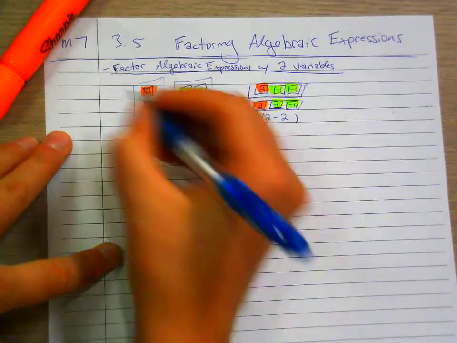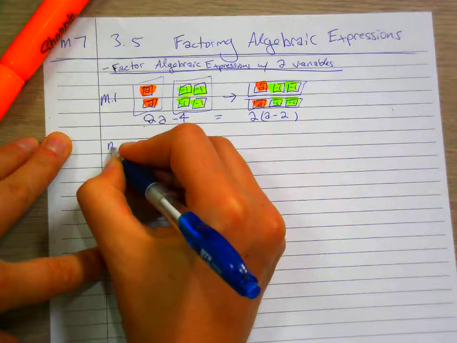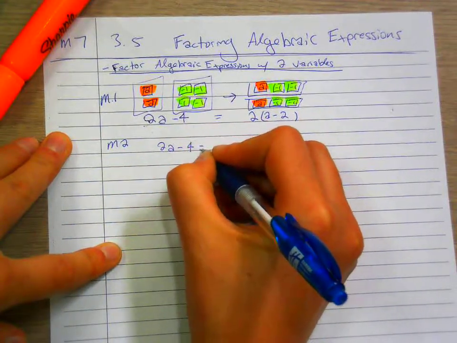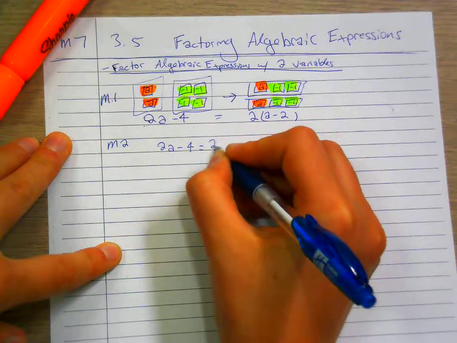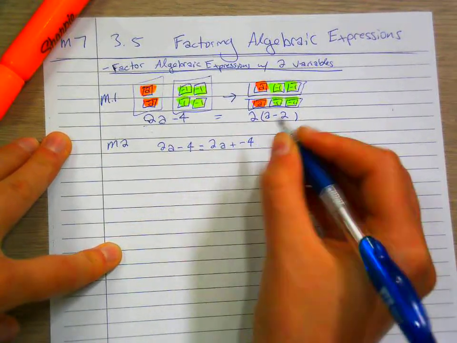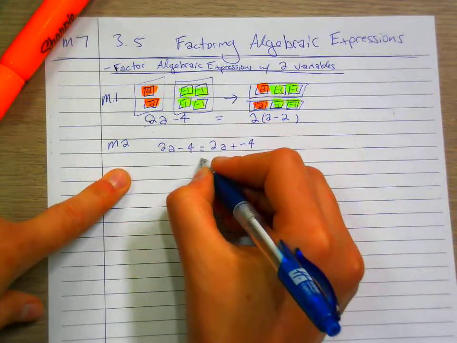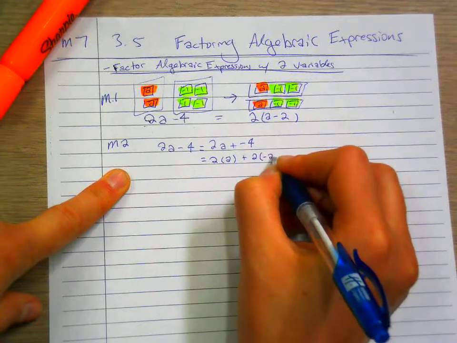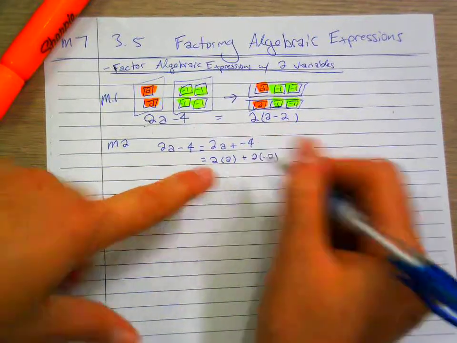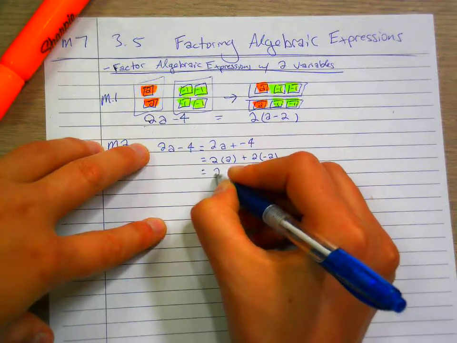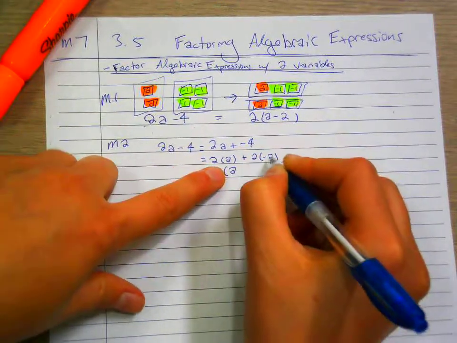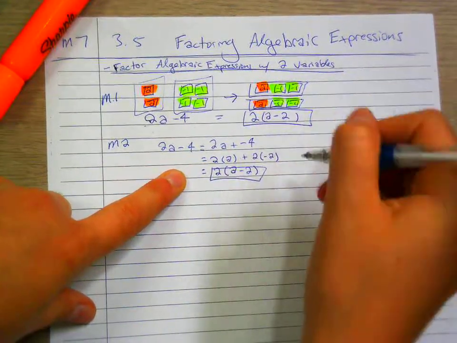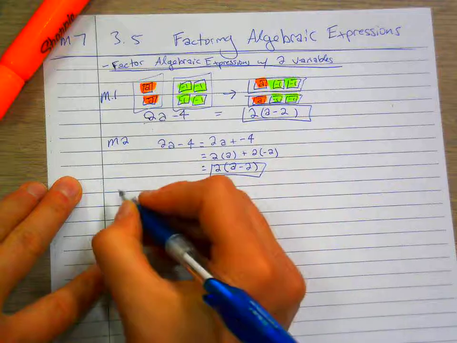You could also do it in another method. That was method 1. Method 2, you could say 2a minus 4 equals 2a plus negative 4. That is equal to 2 times a plus 2 times negative 2. So notice we're just taking out the same thing from each, taking out the 2. And then we bring the 2 to the outside and we say a is on the inside, negative 2 is on the inside, and that becomes our answer. Same as this one up here.